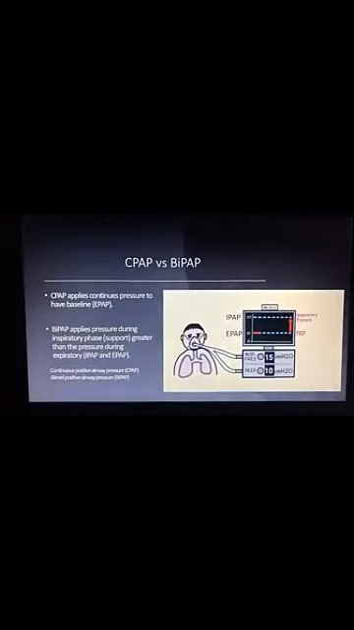CPAP applies continuous pressure to have a baseline. BiPAP applies pressure during the inspiratory phase greater than the pressure during expiratory. Continuous positive airway pressure, CPAP. Bi-level positive airway pressure, BiPAP.